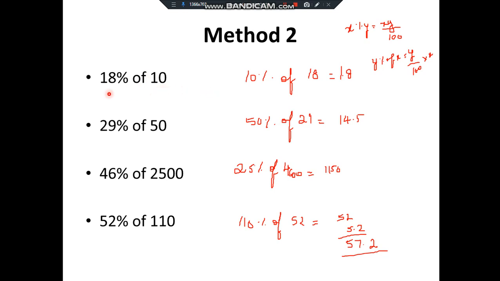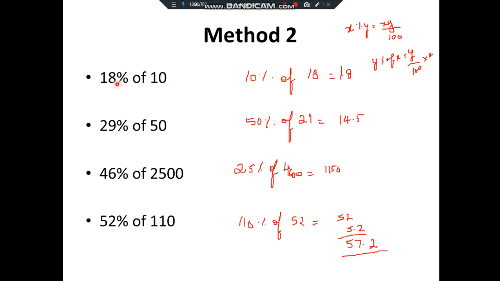See, 18% of 10 can be rewritten as 10% of 18. You can ask me the question, how? See, we previously saw a formula, right? X percentage of Y, what we have written there is x by 100 into y, which is xy by 100. So you go with y percentage of x, which means y by 100 into x. Again it will give a value of xy by 100. So x into y by 100 and y into x by 100 are the same. So you can follow like this.